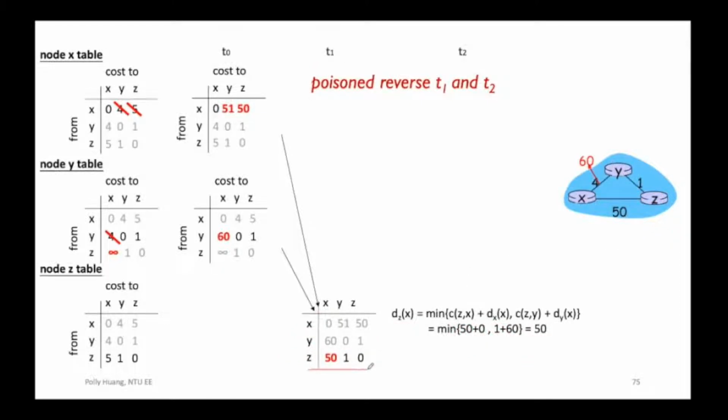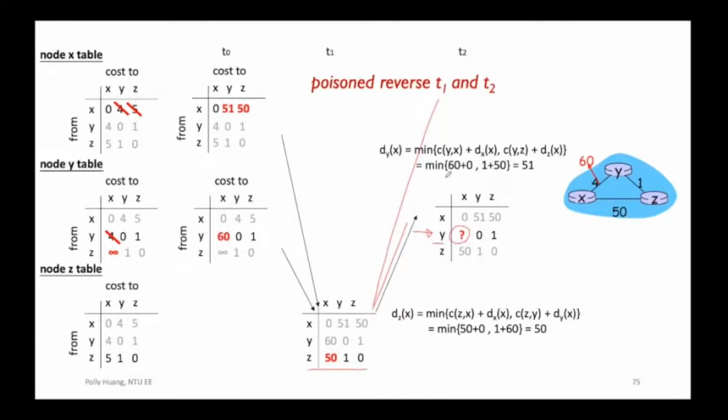So we update dz, and dz is going to go to the neighboring nodes. And so y here, recalculating dy again, dyx is going to be different as well. Two neighboring nodes, 60 and 1 are the link costs. dxx is 0, and the dzx entry value is 50. So 51 compared to 60, 51 wins. So to go from y to x, now the shortest distance is this path.